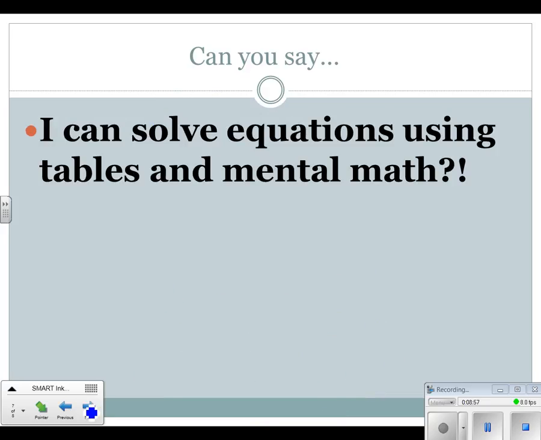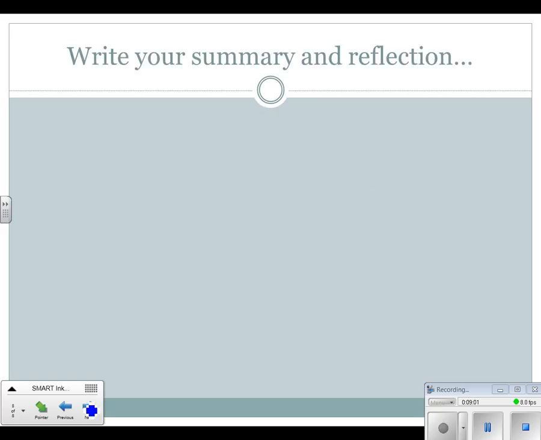Can you say I can solve equations using tables and mental math? Write your summary and reflection and be prepared with any questions during work time in class.